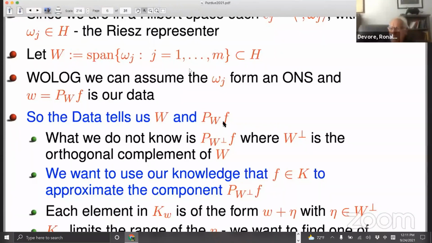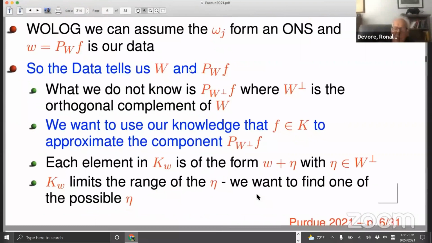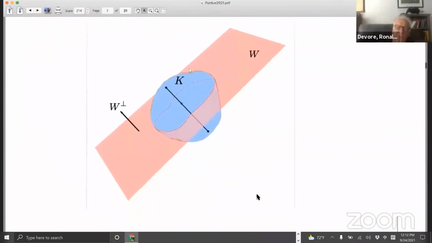What I don't know is how f looks away from the data. And that mathematically is we don't know the component of f in the direction of the orthogonal complement of W, called W perp. And what we want to do is we want to use our knowledge about f to predict what PW perp of f is. So that is in essence the problem. What is f off of the data? What does f look like in this W perp direction? There's a simple graphic to explain here what's going on.